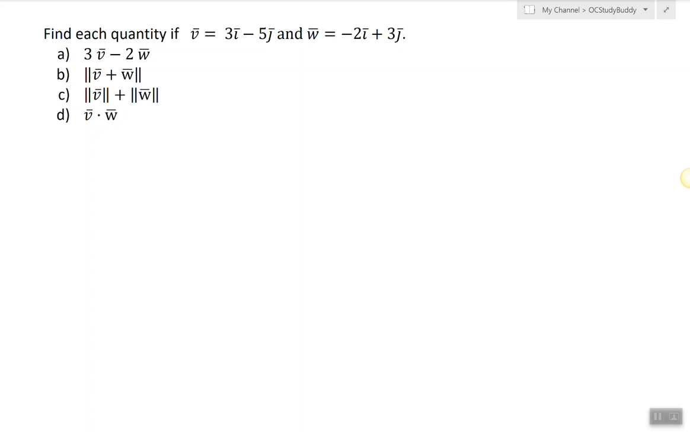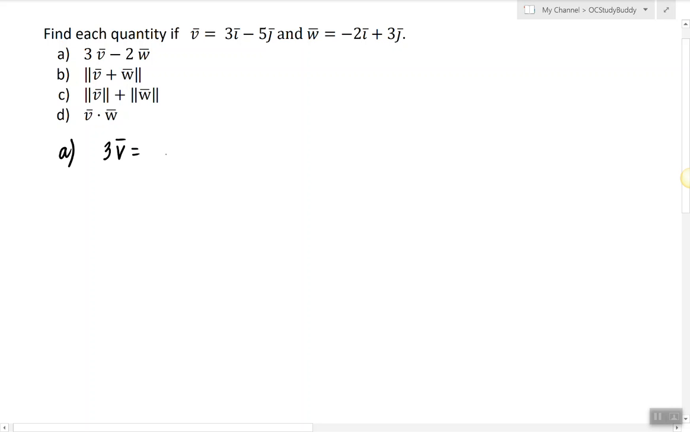In this video, we'll show how to work with vectors, that is, how to perform basic operations on vectors. So here we have two vectors v and w defined using algebraic form, and in part A we have to find the linear combination of the two vectors. So first let's find 3v.